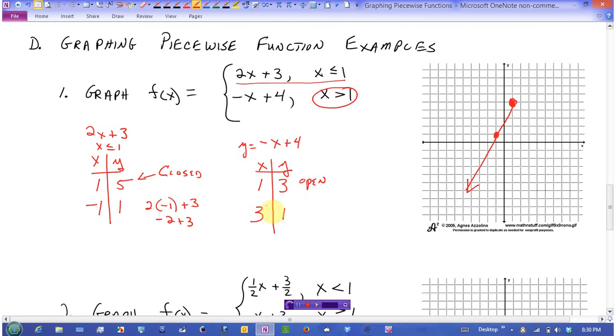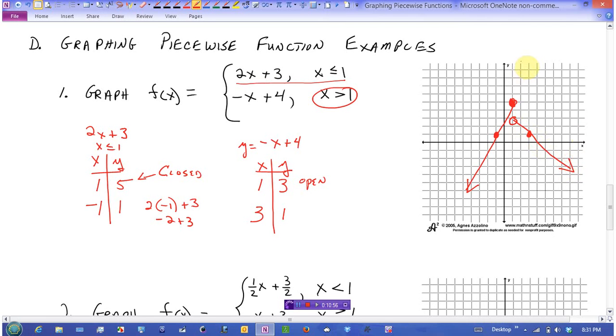So for my second part, I'm going to graph that. I'm going to have 1, 3 with an open dot. 1, 1, 2, 3, there's an open dot. And I have the other point 3, 1. 1, 2, 3, up 1. So this part of the graph then is going to go this way.